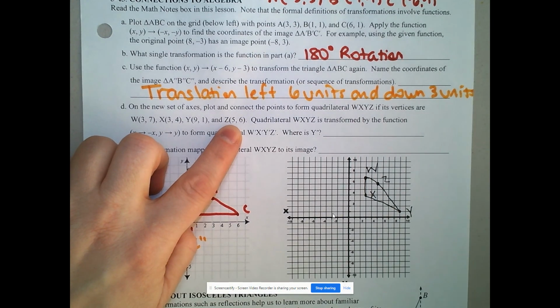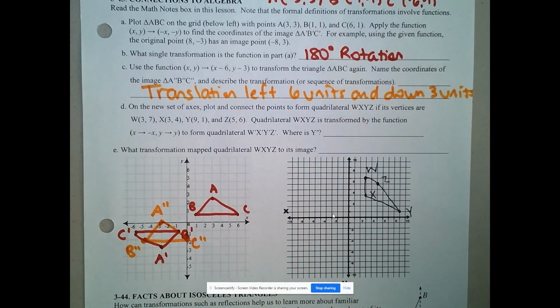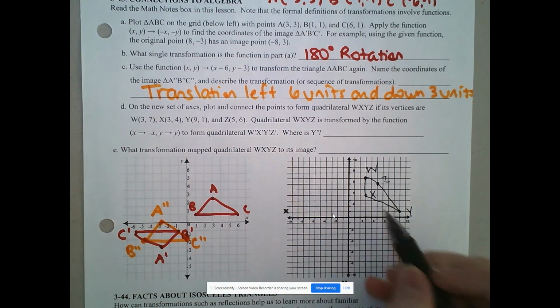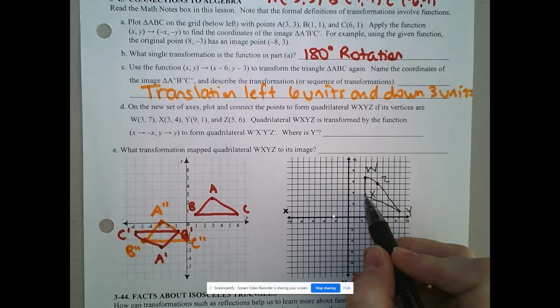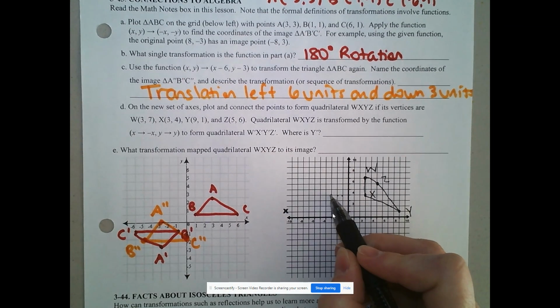Kind of a kite, almost a kite, but not. So it's going to be just a quadrilateral. Transformed by the function X becomes negative X and Y stays Y. So you'll notice this thing isn't going to change in height. If Y stays Y, it's not going to move up or down, but X becomes negative X. So it's actually going to change the shift from left to right. So if this coordinate X was 3, 4, now it's going to be negative 3, but still 4.